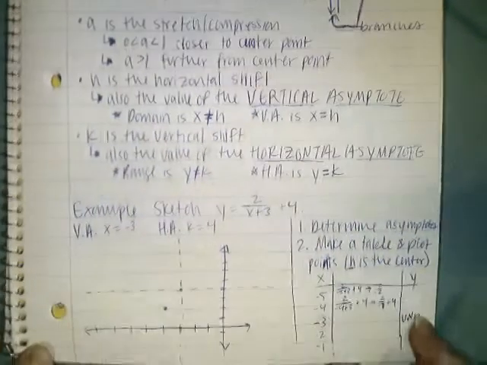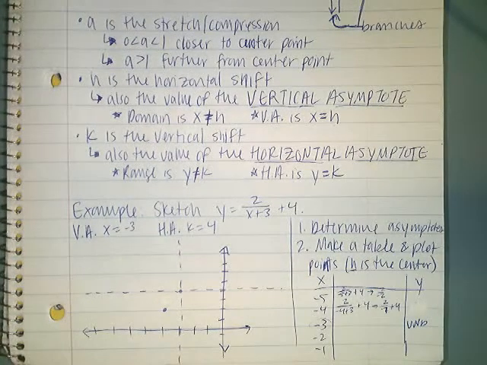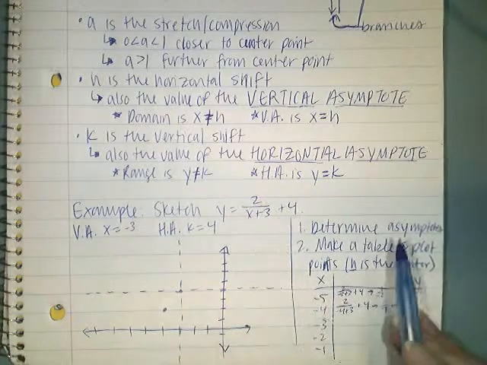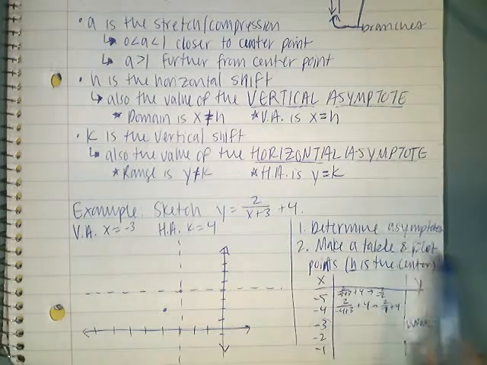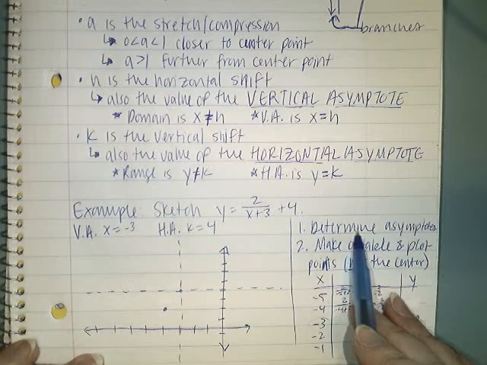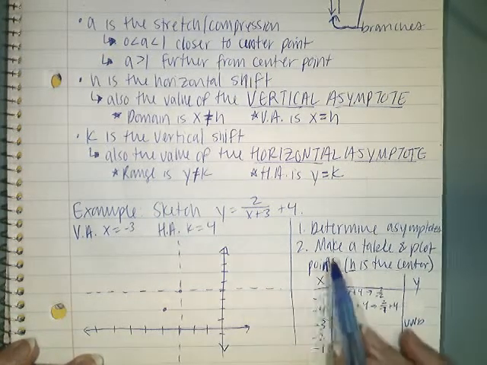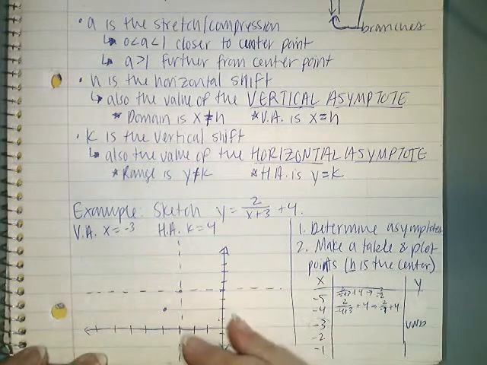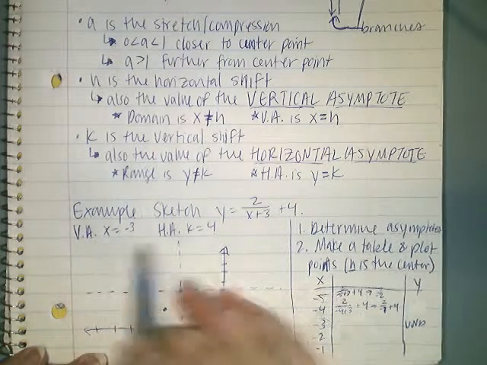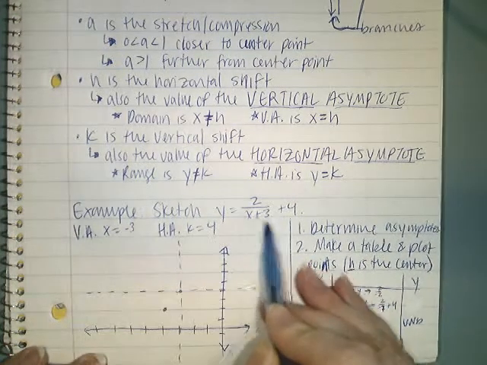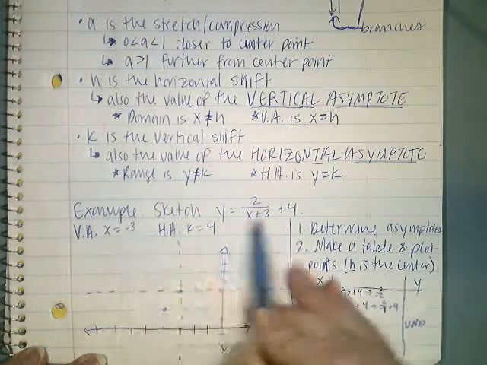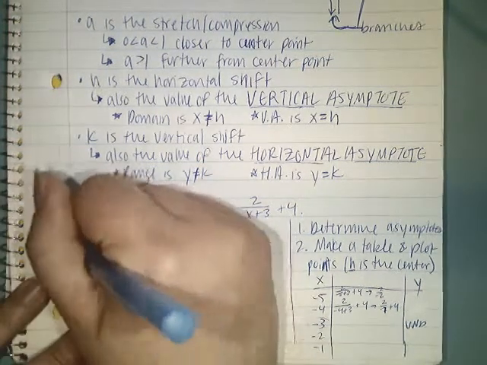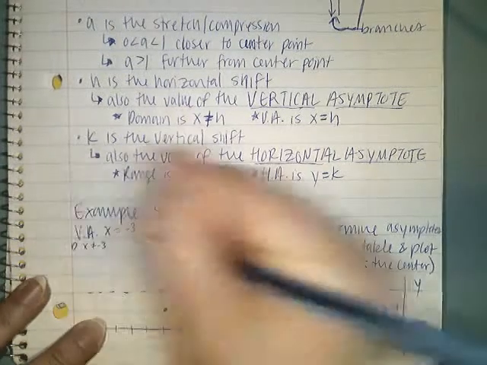So the first problem I want us to do together, I already started part of it, apologies, but we're going to sketch y equals 2 over x plus 3 plus 4. First thing I want us to do before we ever sketch is determine the asymptotes. Because the asymptotes are lines we definitively are not going to cross, we have to first identify them. So I found my vertical asymptote by looking at my h value. Again, I switched the sign, so x equals negative 3 is my vertical asymptote. You can also say your domain is x does not equal negative 3.